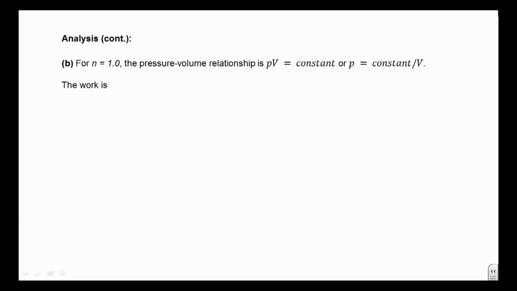For scenario B, for n is equal to 1, the pressure-volume relationship is PV is equal to a constant, or P is equal to a constant divided by V. The work is then given by the following expression. W is equal to a constant times the integral from V1 to V2 of dV over V. By integration, we obtain the following. W is equal to a constant times the log of V2 over V1. Substituting the value of the constant evaluated at state 1 yields the following expression for the work. W is equal to P1 V1 log of V2 over V1.